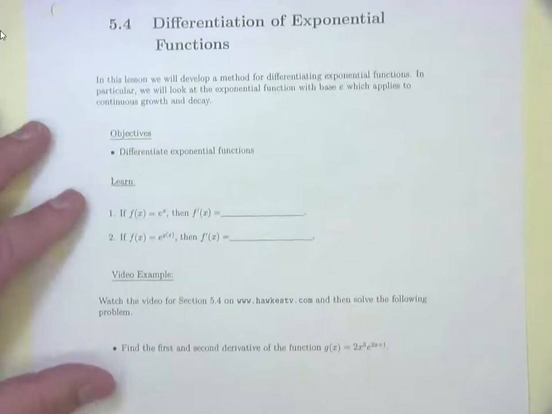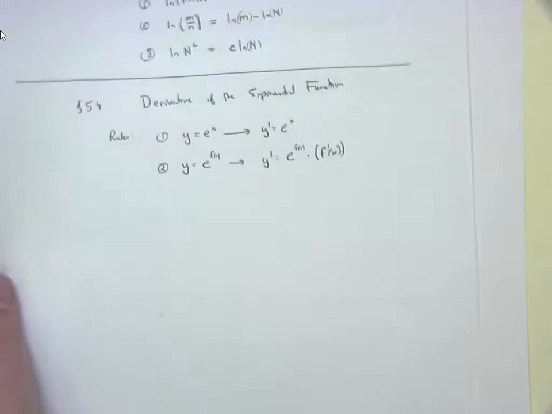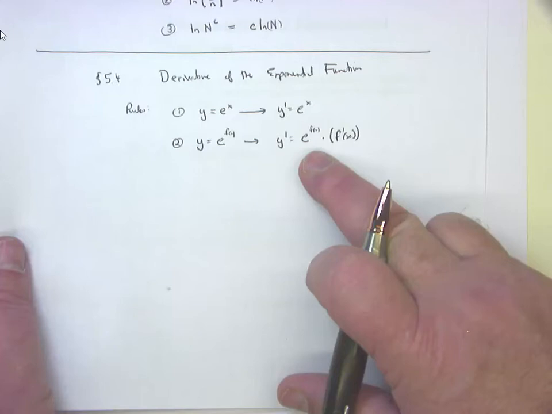Section 5.4 works with the derivative of the e to the x function. And I remind you guys, once again, the derivative of e to the x is e to the x. However, you have the chain rule version of that. The derivative of e to a function is e to the function times the derivative of the function. So these are the section 5.4 formulas you need to know. And of course, they're going to put them in a product rule, chain rule, quotient rule fashion for you guys.